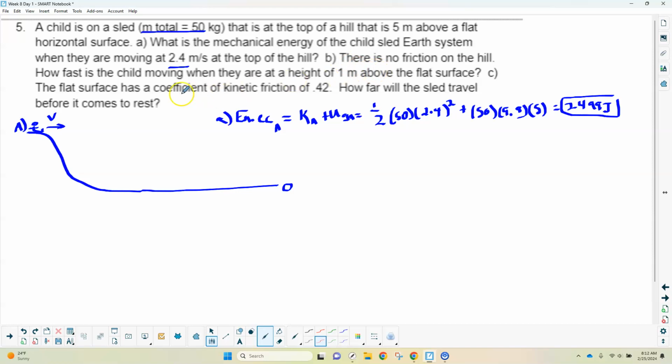For part B, it says there's no friction on the hill, and it asks how fast is the child moving when they're at a height of 1 meter above the flat surface. So if this is B, where I just drew the red line, there's still a height there, but it's pretty small comparatively to the height that it started at. So this child and sled are moving now, and they're going along the surface. And we're trying to find the speed when they're at B. So we're going to have to know the kinetic energy at B to figure out the speed. But the way to go about it is using conservation of energy.